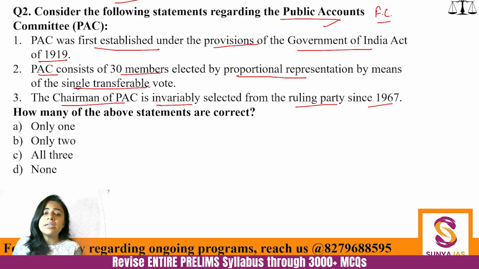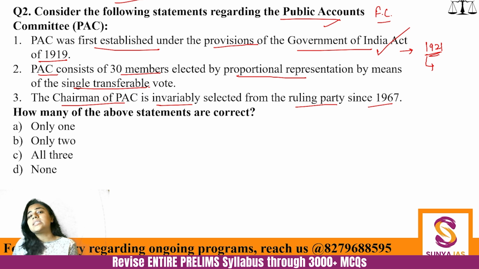So the first statement is absolutely correct. PAC was established under the Government of India Act of 1919. But was it established in 1919? No. It was established in 1921. Please write this down. It was established under the 1919 Act, but was established in 1921. In 2021, PAC was very much in news because it completed 100 years of its formation, right? And the job of PAC is to understand and assess how the public money is being spent. The second statement is incorrect.